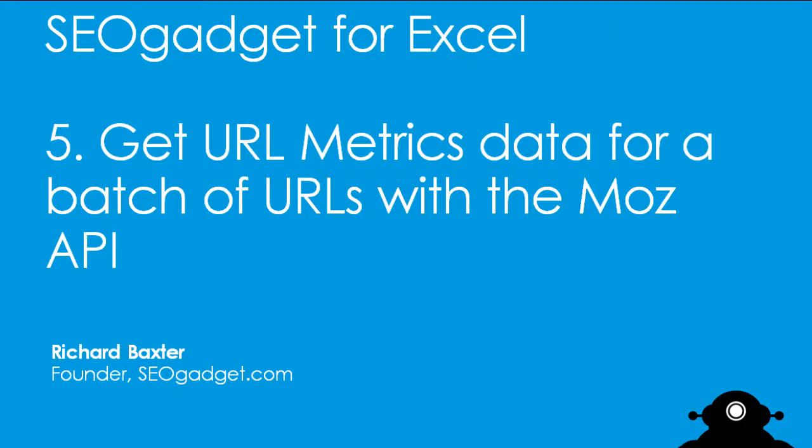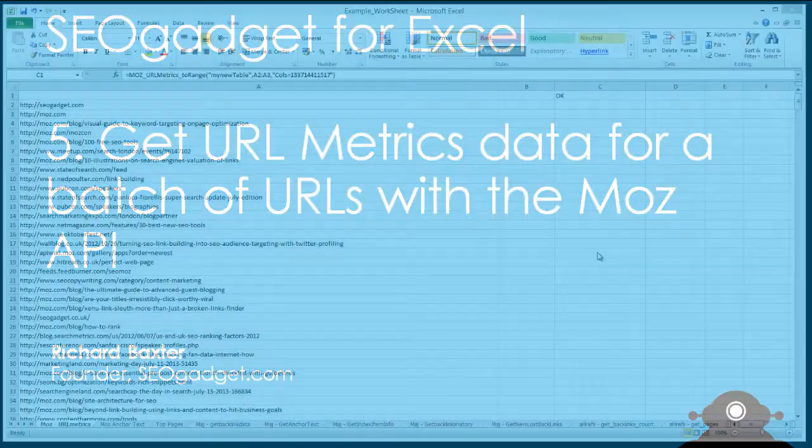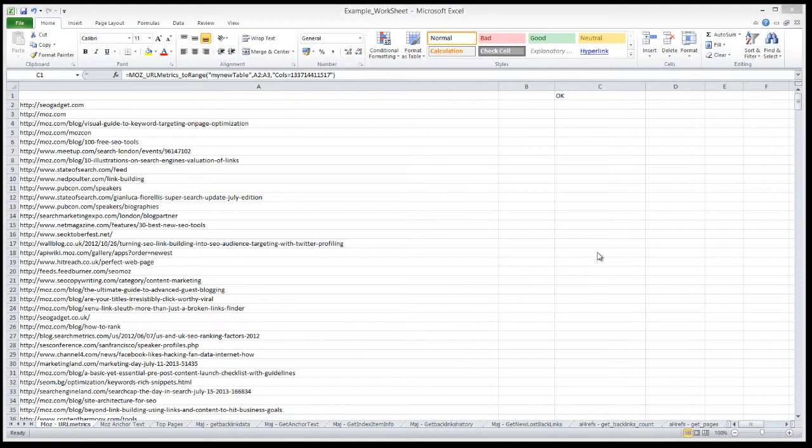Okay, so for video number 5, we're going to look at a Moz API call. Arguably my favorite Moz API call, actually. It's the URL metrics API endpoint. URL metrics is the API service that delivers page authority and domain authority metrics and a whole bunch of other useful data points about a specific URL, root domain, or one of your resources online.